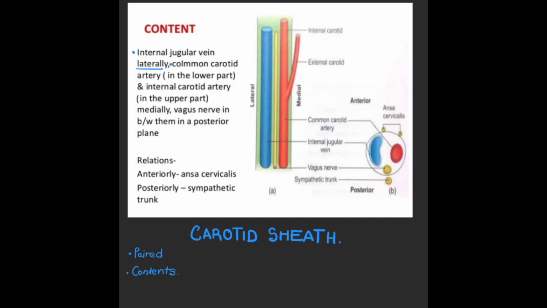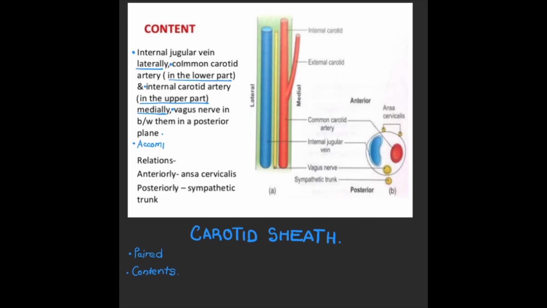It is formed thanks to the contributions from pretracheal, prevertebral, and investing fascias. It is a paired structure which encloses an important neurovascular bundle. So what are the contents of the carotid sheath? It contains internal jugular vein, common carotid artery, internal carotid artery, vagus nerve, and lastly, accompanying cervical nodes, which I'm writing right now in the video.